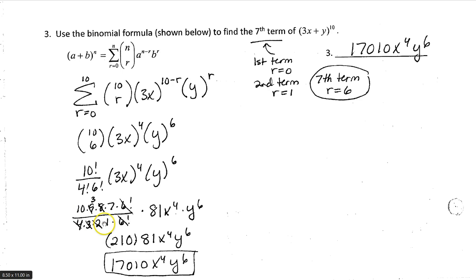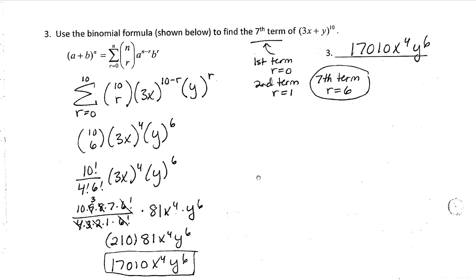The 4 times 2 is 8, so I can divide that out with the 8 in the numerator. 3 goes into 9 3 times, so the numerator reduces to 10 times 3 times 7. 30 times 7 is 210. 210 times 81 is 17,010, x to the fourth, y to the sixth.